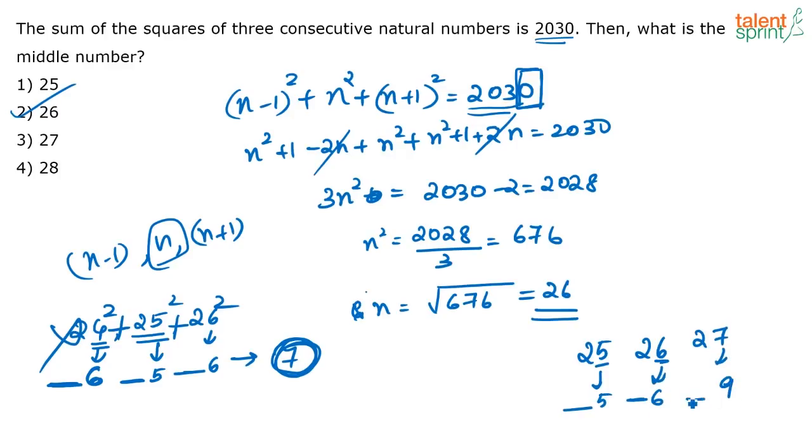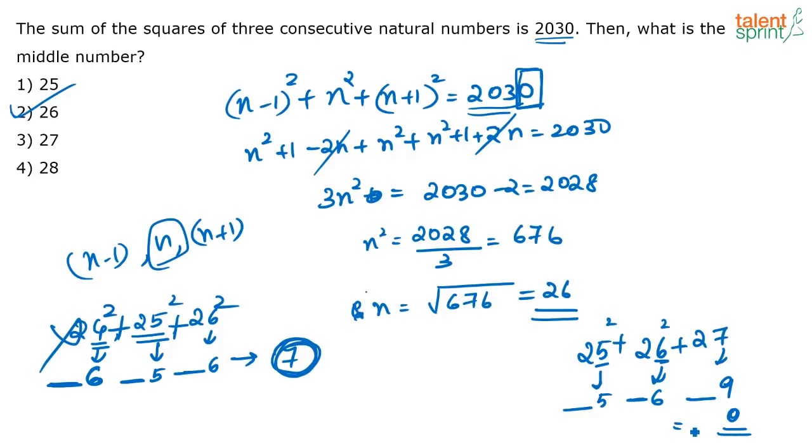Last digit of 27 squared is going to be 9. So when you are adding 25 squared plus 26 squared plus 27 squared, when you add the last digits, or the units digit, what do you get? 5 plus 6 plus 9, that is 11 plus 9 or 20. So last digit becomes 0. So this has to be the correct answer.